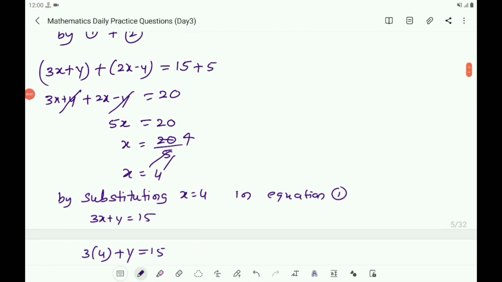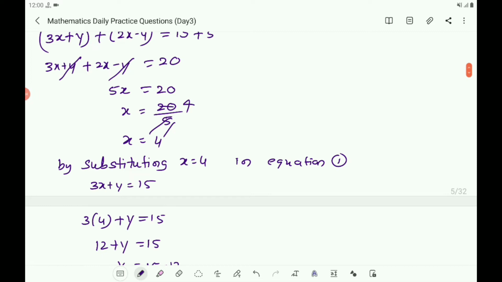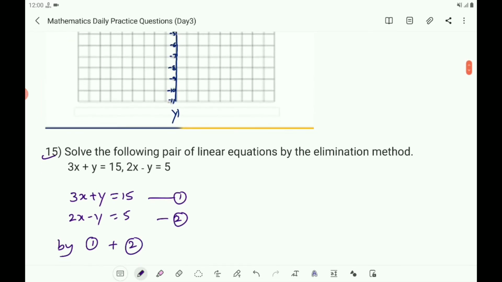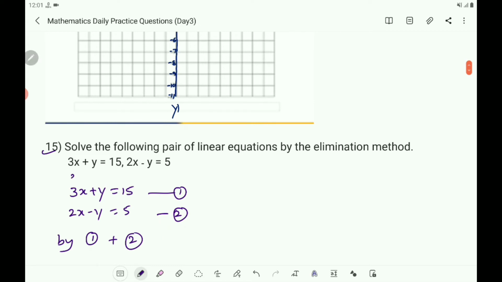Then let us verify the value. x equals 4, y equals 3 you got. If you put x equals 4, that becomes 12 plus 3, 15. Here 2 4s are 8, 8 minus 3 you will get 5 only. So the value you got satisfies the equation.